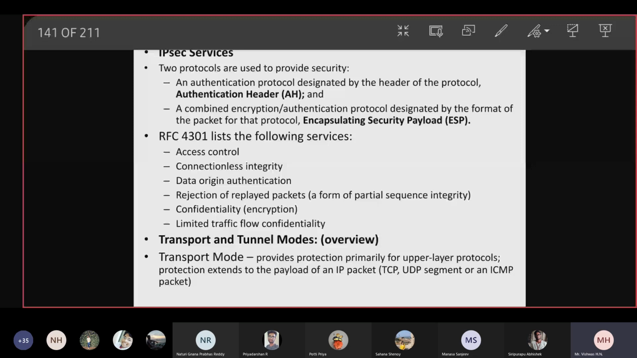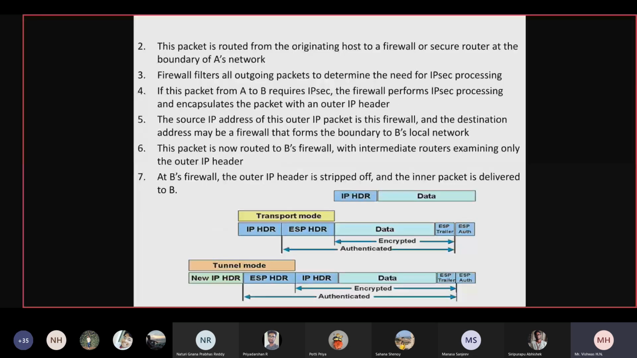So there is an example here of how the tunnel mode of IPsec operates. Host A generates an IP packet with the destination address of host B on another network. This packet is routed from the originating host to a firewall or security router at the boundary of A's network. Is that clear? Maybe the default gateway. The firewall filters all outgoing packets to determine the need for IPsec processing. If the packet from A to B requires IPsec, the firewall performs IPsec processing and encapsulates the packet with an outer IP header.